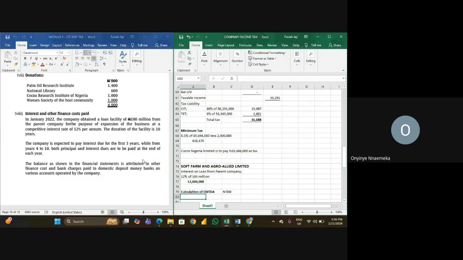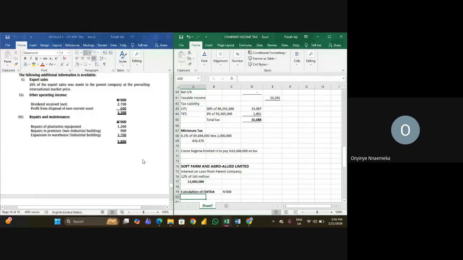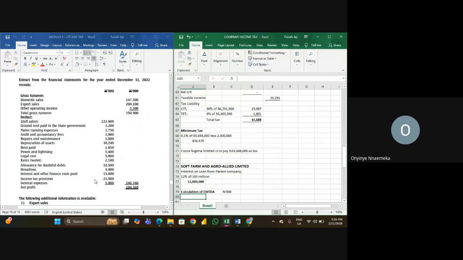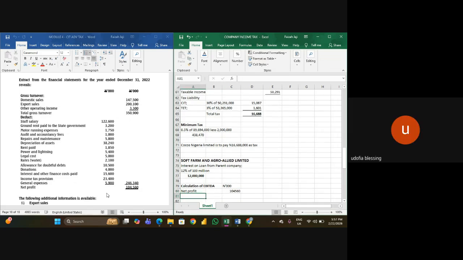We have earnings before tax first. What we have here is net profit, so it's still earnings before tax. How much is the net profit? 104,560.